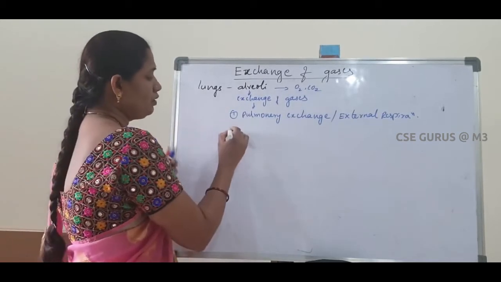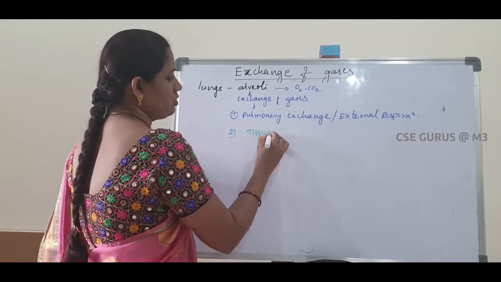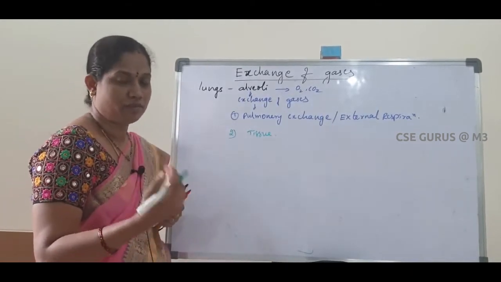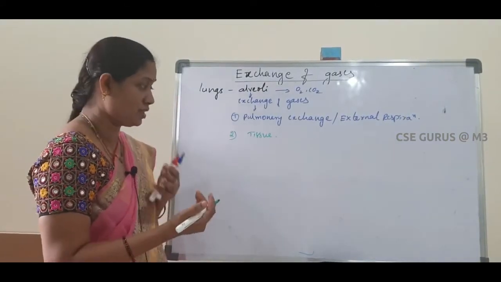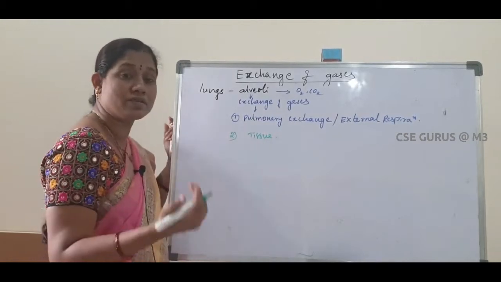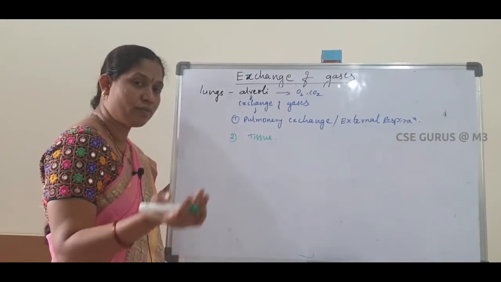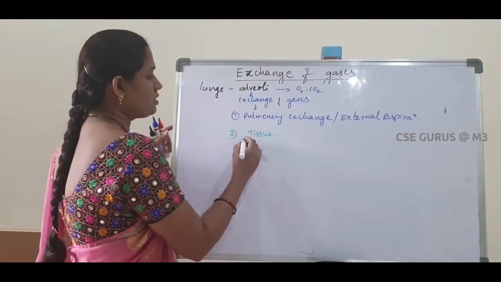Next, one more exchange also takes place in the tissue region. Through the blood, the oxygen reaches up to the tissues. In the tissue also, one more diffusion process takes place. Oxygen is diffused from the blood into the tissue. Next, carbon dioxide diffuses into the blood. So that exchange is called systemic exchange.